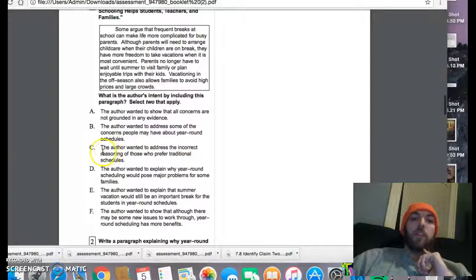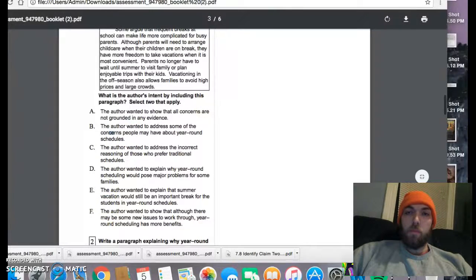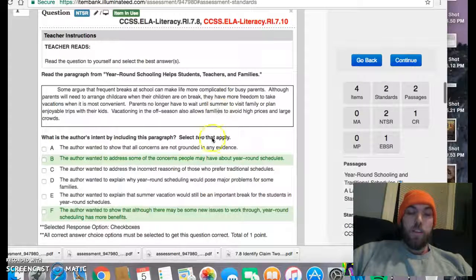Okay, I think that C is a better option. B is saying concerns, meaning plural or several, but they only bring up one concern. So I'm leaning towards C as a better answer along with F. Let's see if I'm right. I was wrong. So B and F are the correct answer.